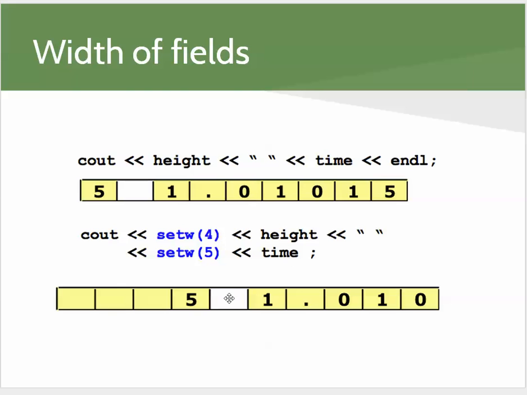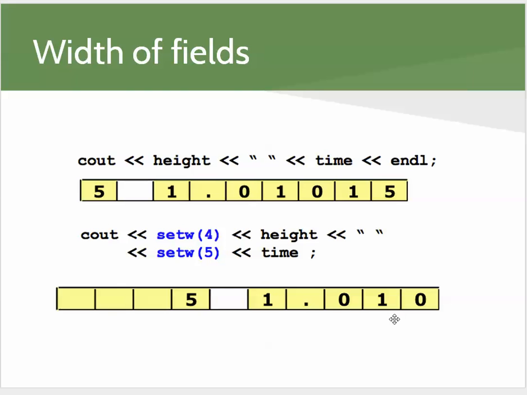I have my space over here, and then I'm doing set width 5. And again, the set width 5 only affects the very next thing that gets printed out. And now I can see that I've actually chopped this off, so there's only 3 levels of significant figures. Now, I don't want you to concentrate too much on significant figures with regards to set width.